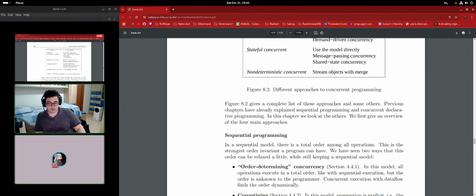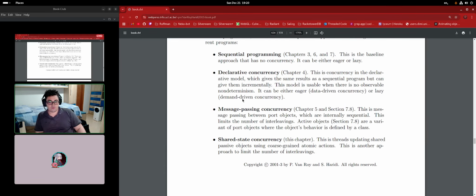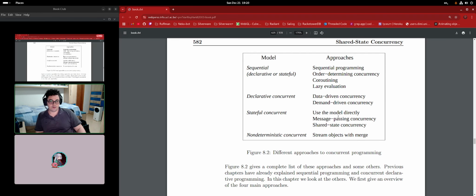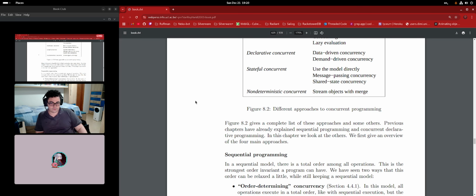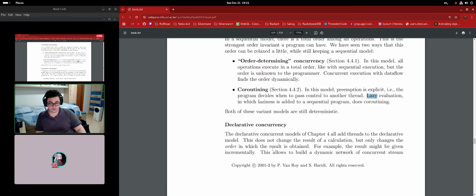Yeah, I agree that it should be talking about that. Okay, then we're going to talk about, yeah, this figure is very nice. It explicitly tells you how you divide things between the models. Very nice. And then we go to sequential programming. So we have order-determining concurrency. This is the declarative concurrency. We have coroutining, which we also saw, and we also saw that with lazy evaluation.